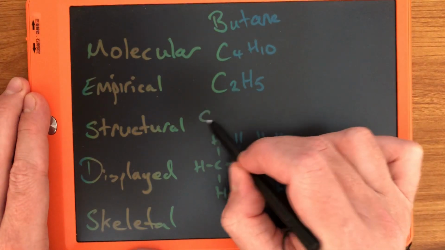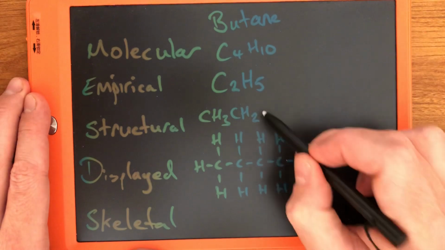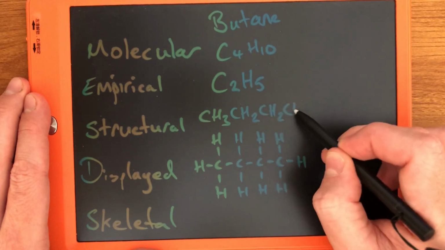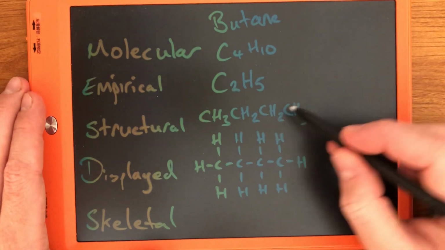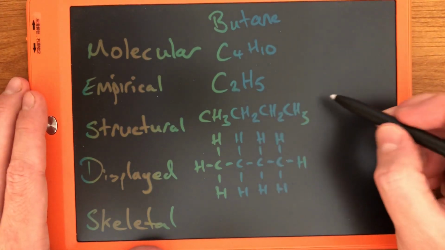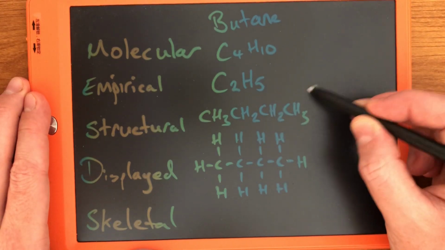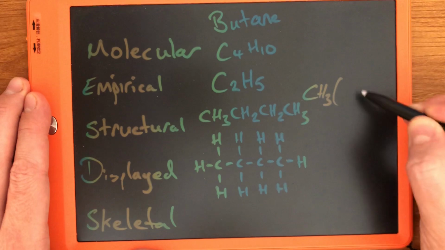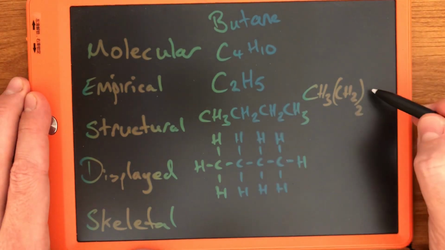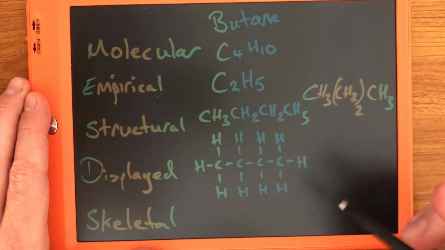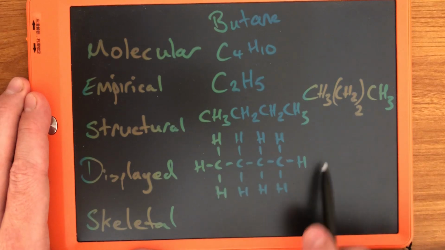So if we look at that, it'll be CH3, CH2, CH2, CH3. Okay? And you may notice that because we have a repeating pattern, you can simplify this further. You don't have to, but you can. You could say CH3, CH2 twice, because we're just repeating this in the middle, CH3. But you'll see that this should be enough for you to work out the formula.